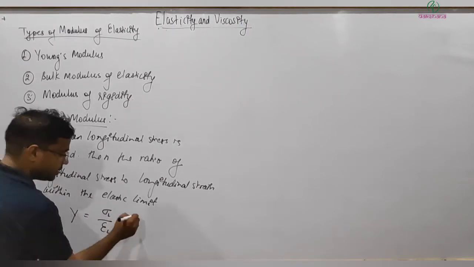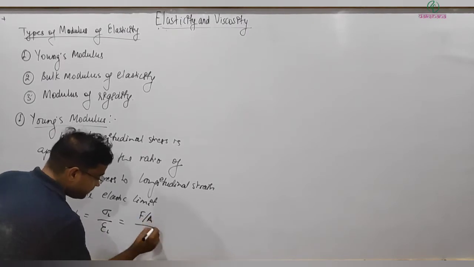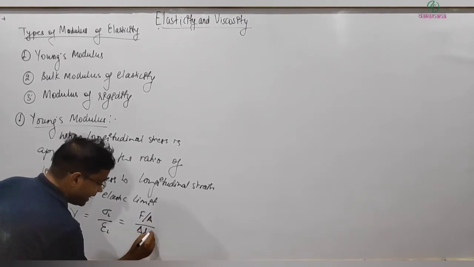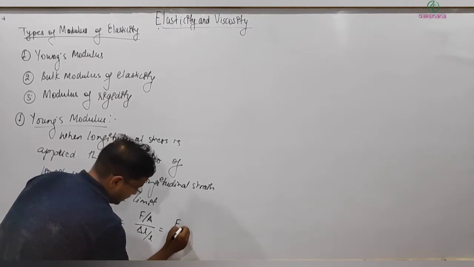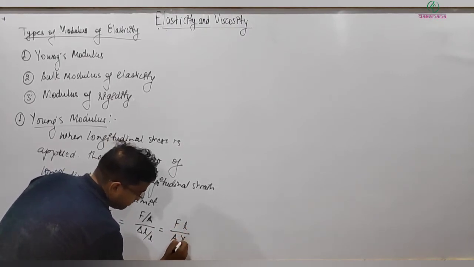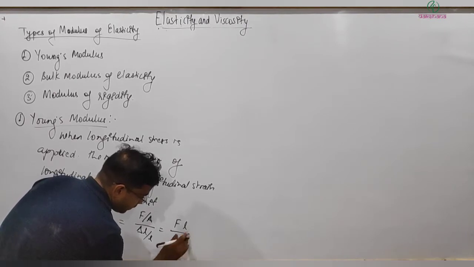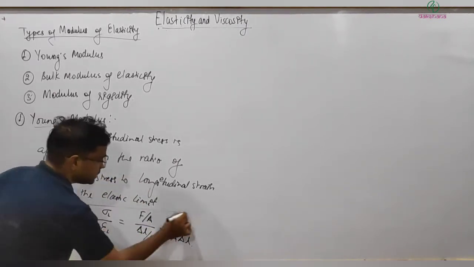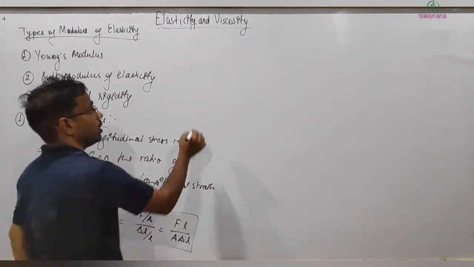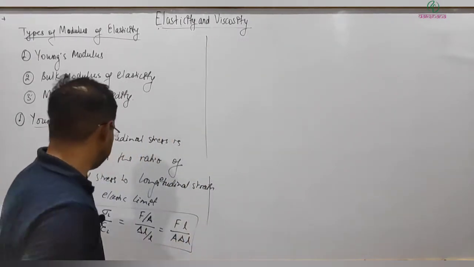And what is longitudinal stress? It's force divided by area. What is strain? That is delta L by L. So it comes out to be F into L divided by A multiplied by delta L. This is called Young's modulus, or Young's modulus of elasticity.